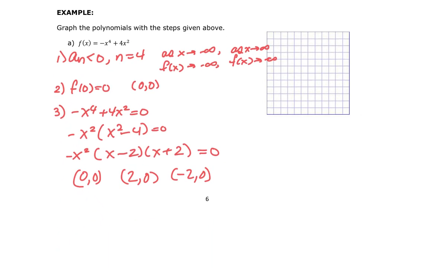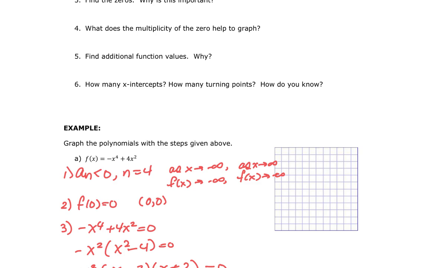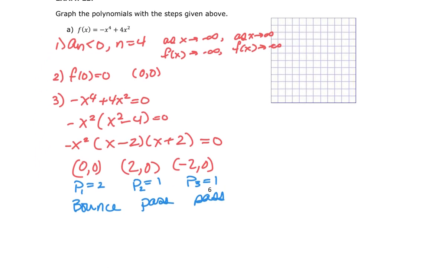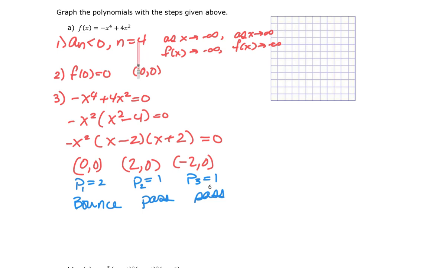The multiplicity. So the p on this one is 2. The p on this one is 1. So this is p sub 1. This is p sub 2. P sub 3 is 1. So this means I'm going to bounce. This tells me I'm going to pass. This tells me I'm going to pass at those zeros. I'm going to find some additional function values, and I'll do the number 4 in a minute, the extra ones.